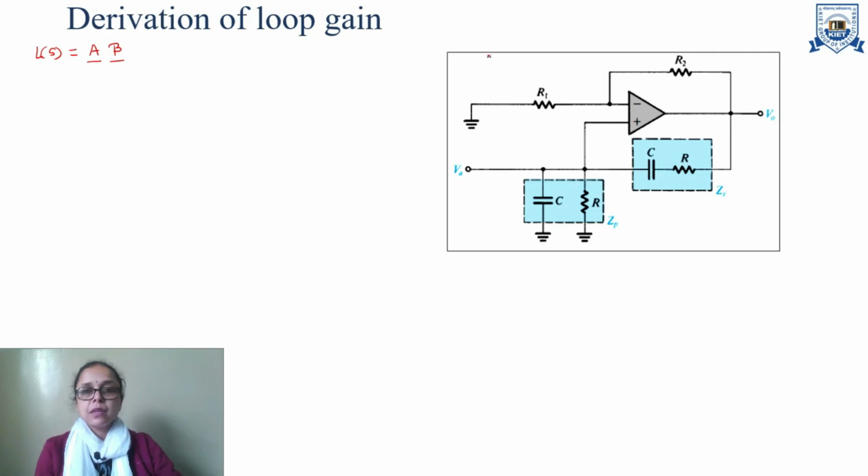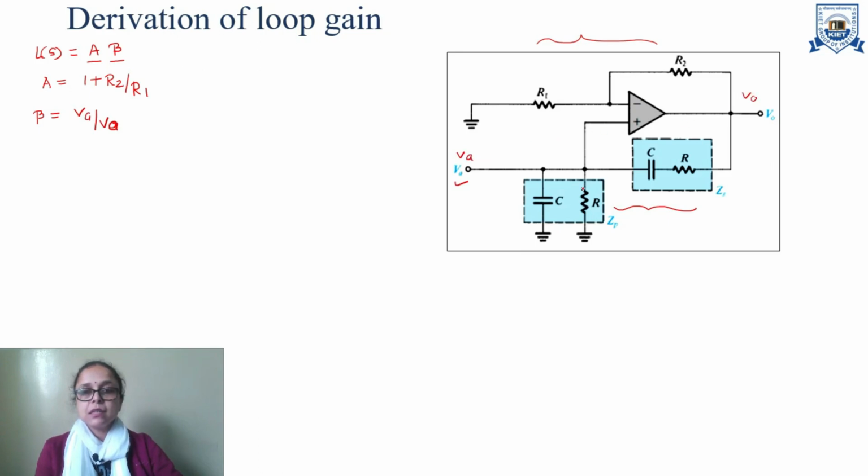Here in this diagram we can see that this is the amplifier part and this is the feedback part. The amplifier is op-amp based and it is a non-inverting amplifier. The gain of the non-inverting amplifier is given by A equals 1 plus R2 by R1. And to calculate beta, we have to find out the ratio of voltage VA divided by VO. This is the voltage VA, and this is the voltage VO.